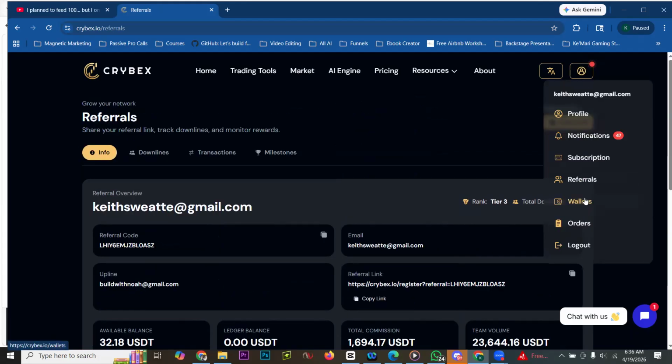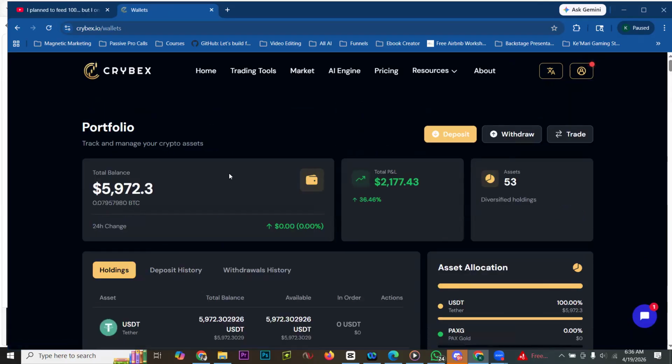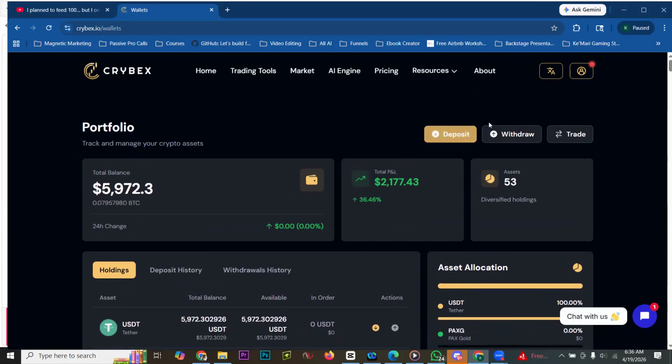From there, we go to wallets. This is where you're able to see what you have in your account, right? Whatever your initial balance was and the commissions that came from the system working for you will be right here. We got the total profits and loss. We are up total 36%. Up here, you can deposit, withdraw, and of course, trade. I've never clicked on trade, but deposit is how you put money into the account. Withdraw is how you take money out of the account.